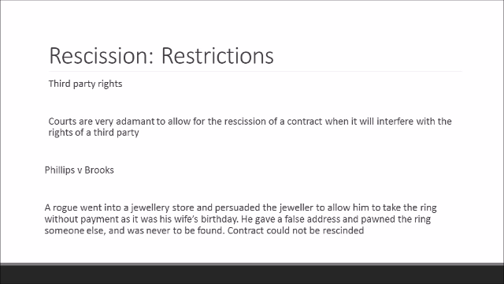In Phillips and Brooks, a rogue went into a jewelry shop and persuaded the jeweler somehow that he was a celebrity and that he should allow him to take the ring without payment, as it was his wife's birthday, and that he would pay him at a later date. And so he gave him an address, but the address he gave the jeweler was a fake address, and he pawned the ring somewhere else. He sold it on, and he was never to be found again. So no action could be taken against him. However, the contract could not be rescinded at all because the ring was now in the possession of another jeweler, and by rescinding the contract, that would have affected the rights of that jeweler.